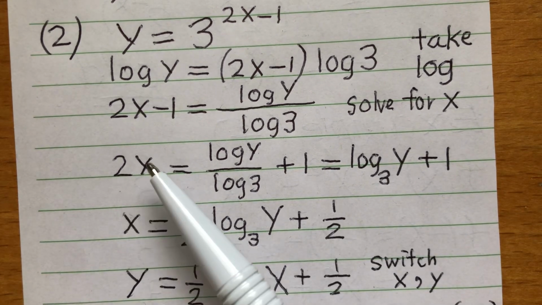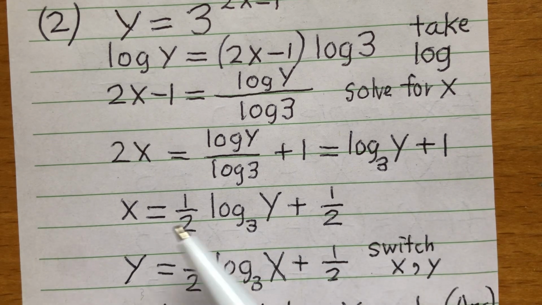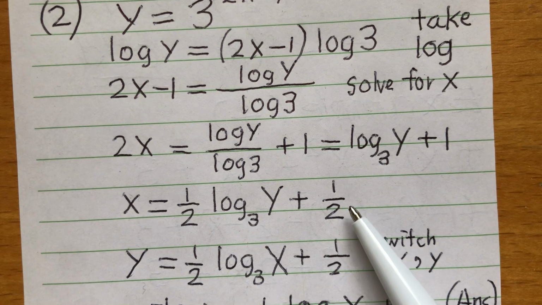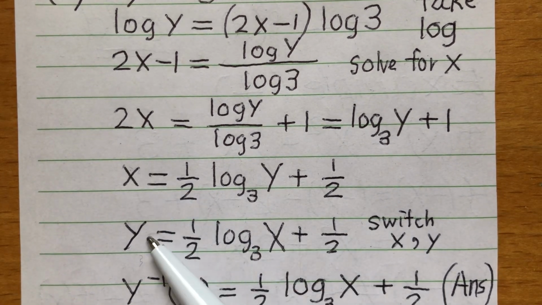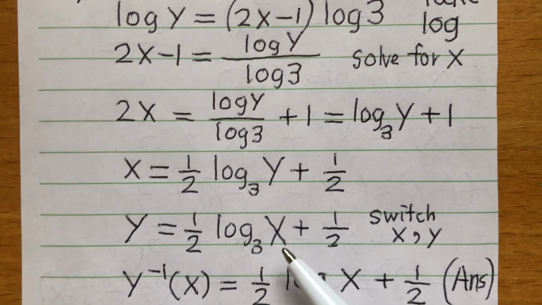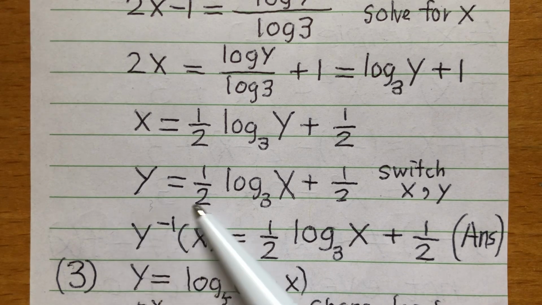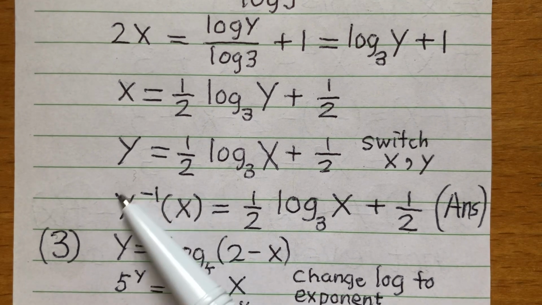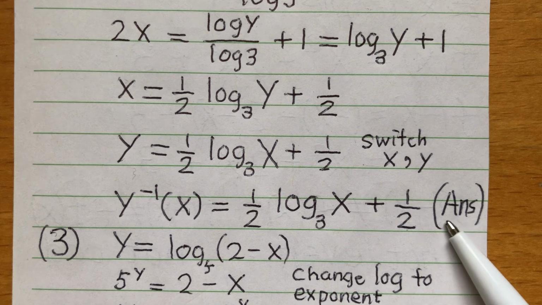Once I have 2x, I can find x. So divide everything by 2, I get this. And then I change x to y, change y to x. Then this y is what we want, the inverse. So I use the inverse label here. So the inverse function is this. And this is my answer.